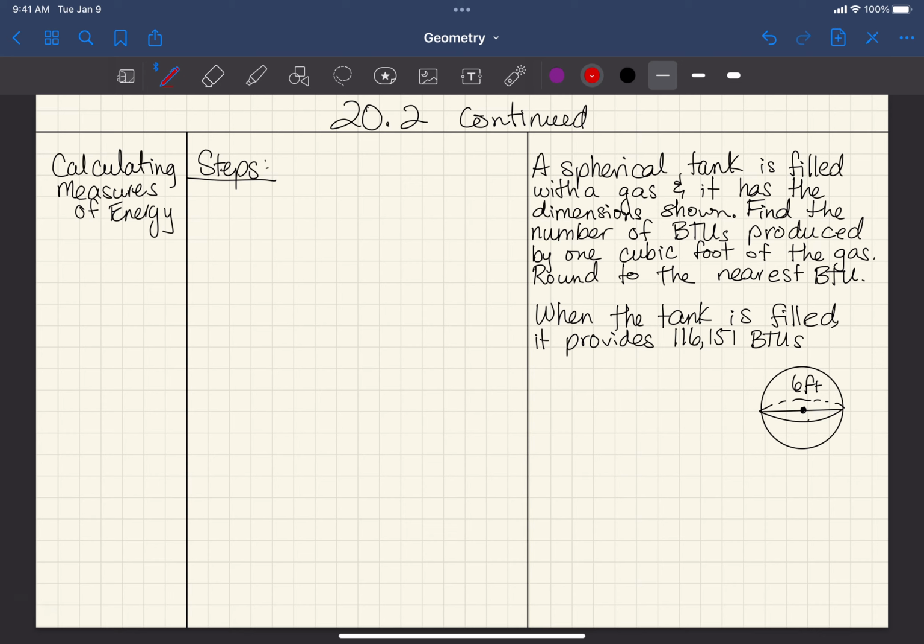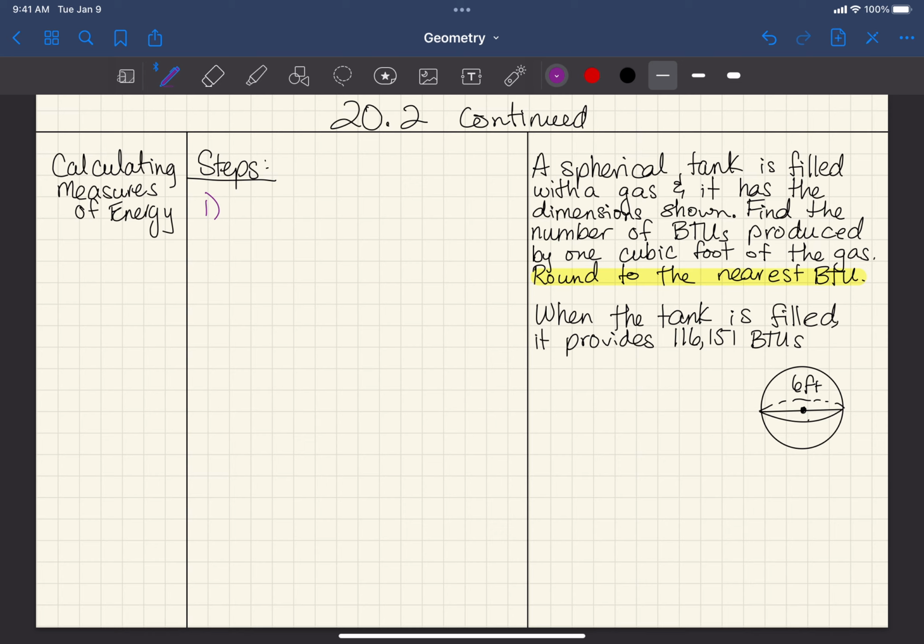So we have here in my example, a spherical tank is filled with a gas and it has dimensions shown. So you can see the circle there, the sphere at the bottom. Find the number of BTUs produced by 1 cubic feet of the gas. Round to the nearest BTU. So when it says round to the nearest BTU, what it's saying is round to the nearest whole number. Now it tells me when the tank is filled, it provides 116,151 BTUs.